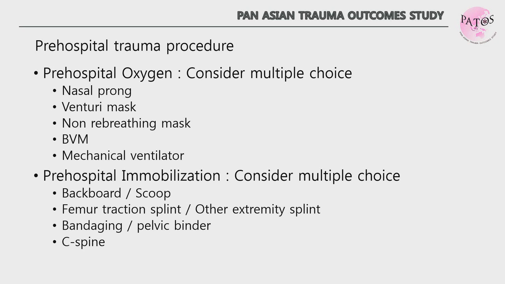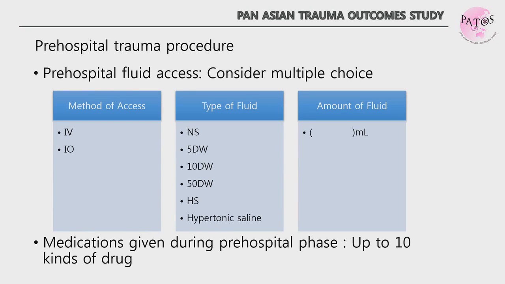Pre-hospital immobilization is done to immobilize an injured patient and prevent secondary injury from happening. Examples are backboard scoop, femur traction splint, other extremity splint, bandaging, pelvic binder, and C-spine. And again, if a patient had multiple immobilizations in different anatomical regions, then all types should be recorded on the case report form. If a patient had a shock, then the patient may have received fluid during pre-hospital care.